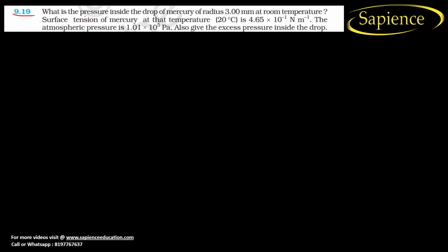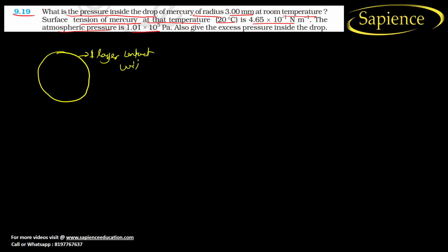In question number 9.19, what is the pressure inside a drop of mercury of radius 3 mm at room temperature? The surface tension of mercury at the temperature of 20 degrees Celsius is given, and the atmospheric pressure is given, and also give the excess pressure inside. So let us draw the figure. What is the pressure inside the drop? So this is the drop of mercury. In a drop, only one layer is in contact with the air.